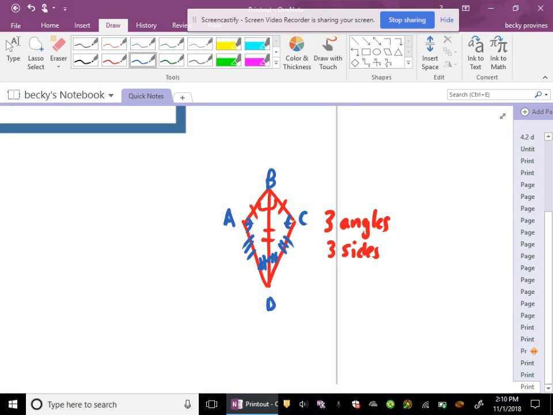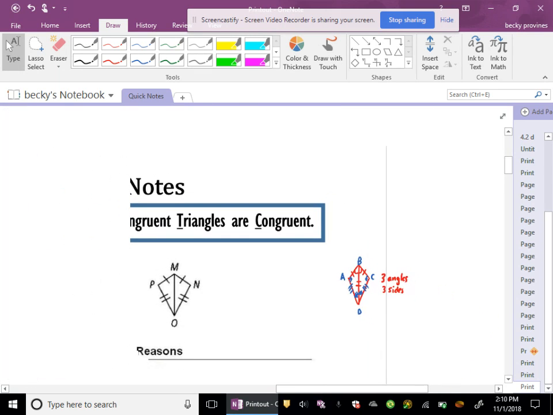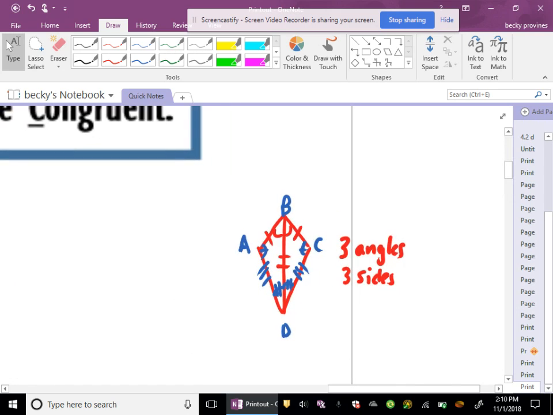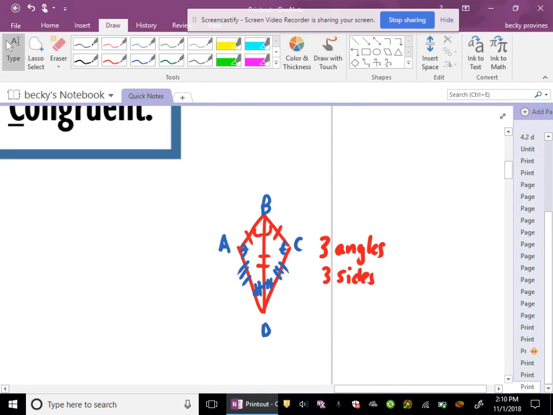So the letters CPCTC stand for corresponding parts of congruent triangles are congruent. So let's go back and look at this picture. Like for instance, A and C, are those corresponding parts? Yes. Are they on congruent triangles? Yes. So that means they have to be congruent.